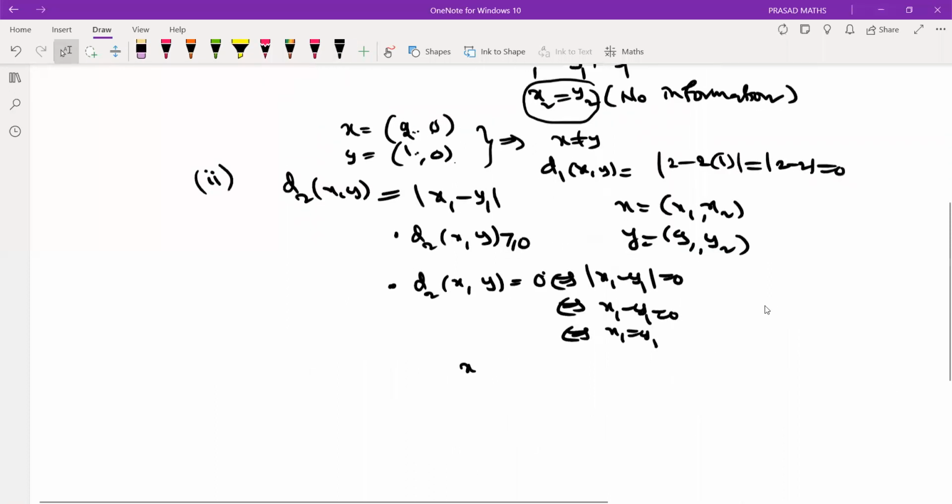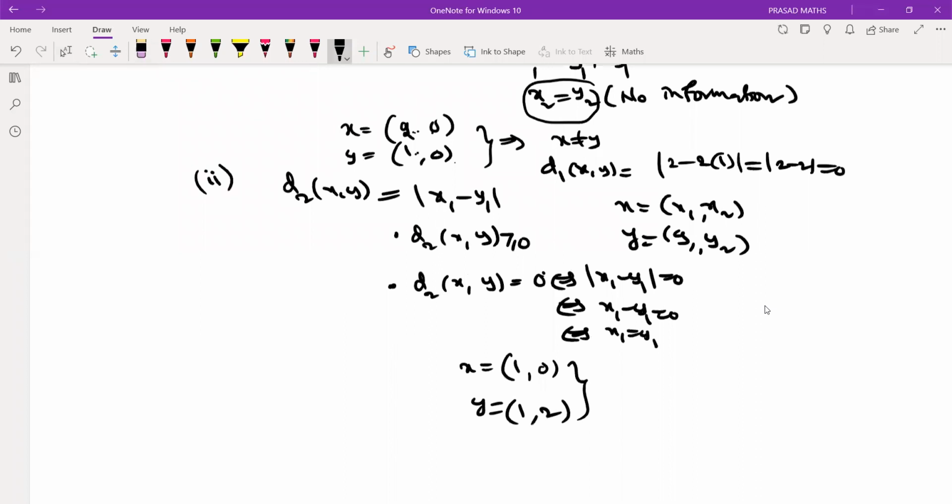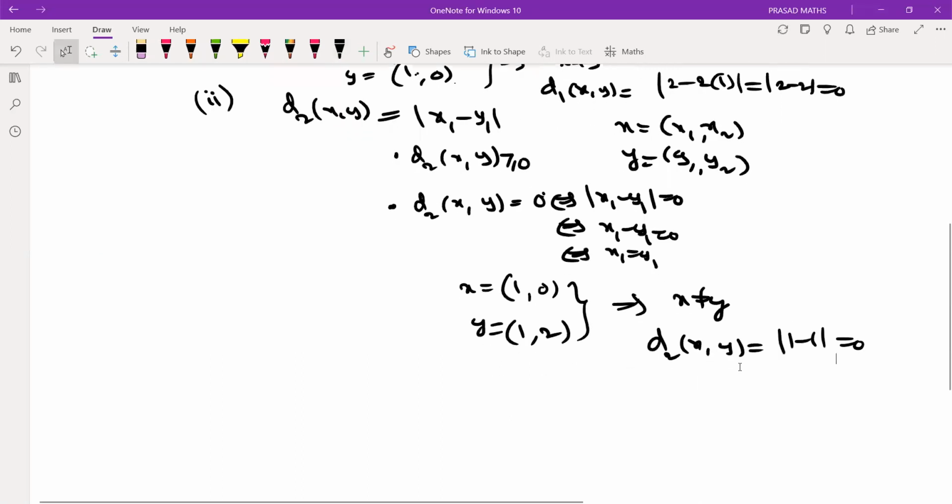Now what I do is I can take x equal to (1, 0) and y equal to (1, something). So x1 is equal to 1, and 1 is here. So clearly x is not equal to y. But what about the distance between x and y? That is the same as modulus of x1 minus y1, which is equal to 0. So the distance is 0, but the points are different. Therefore it cannot be a metric.